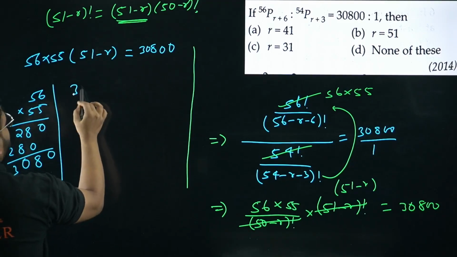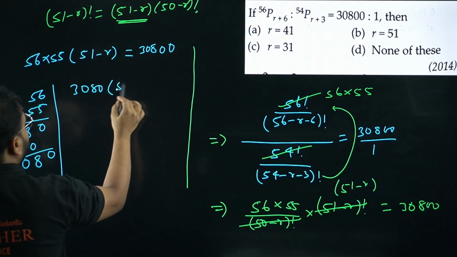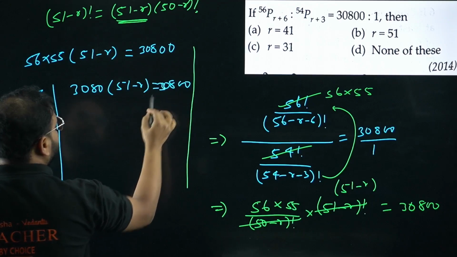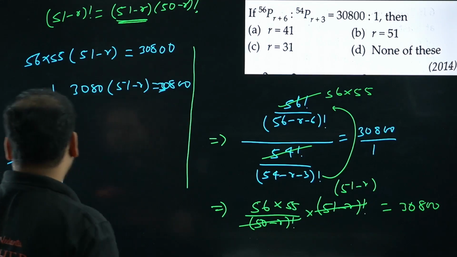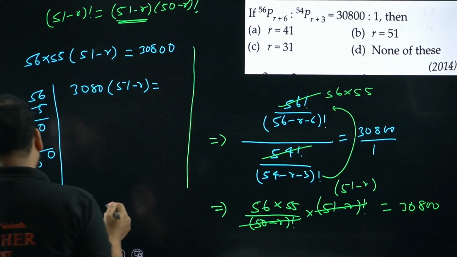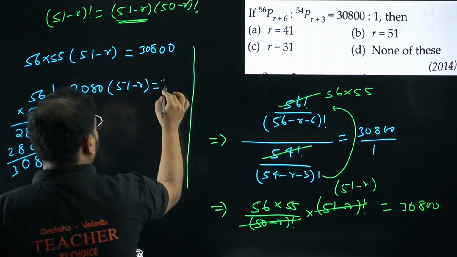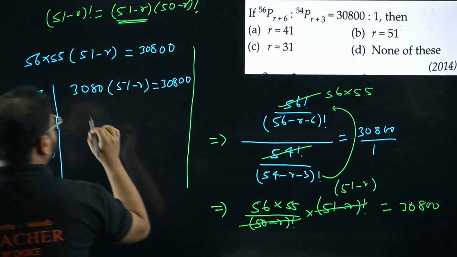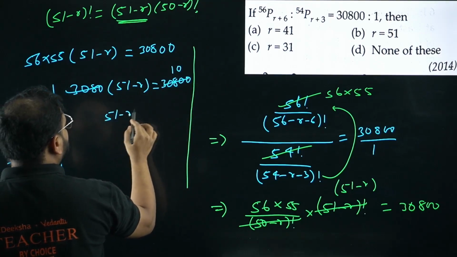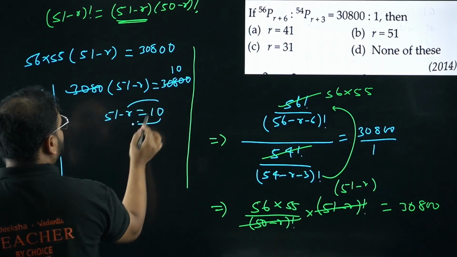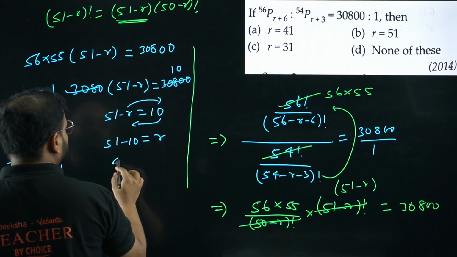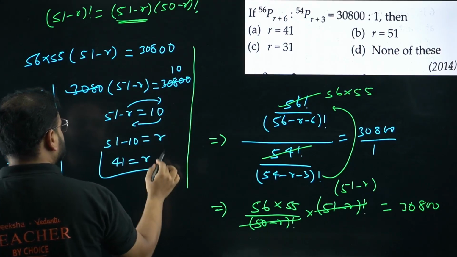It means I'll have 3080 into 51 minus r equals 30800. Please check. 30800. Not looks clean, sir. I'll just erase this section and write it again. So I'll have this value as 30800. Please check. I can cancel this with a 10. I have 51 minus r as 10. Over here I get 51 minus 10 as r, so 41 as r.